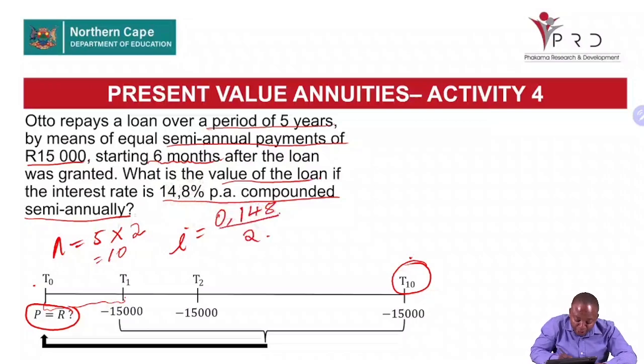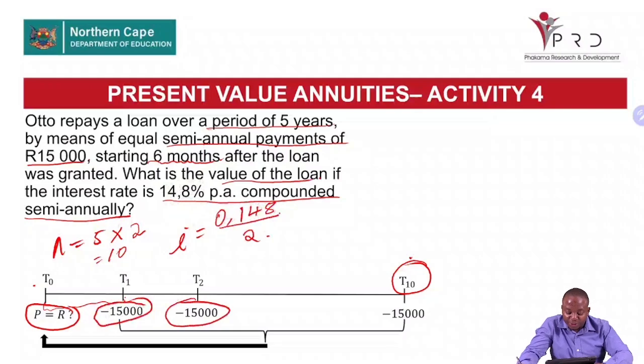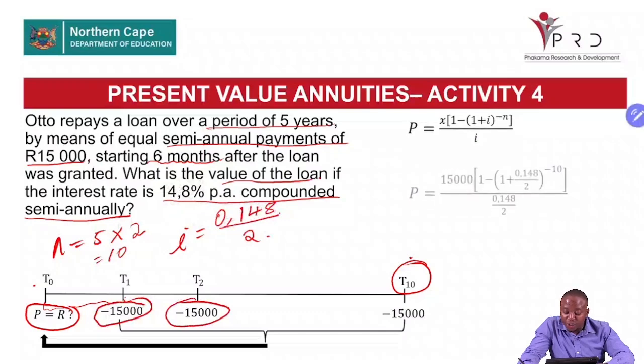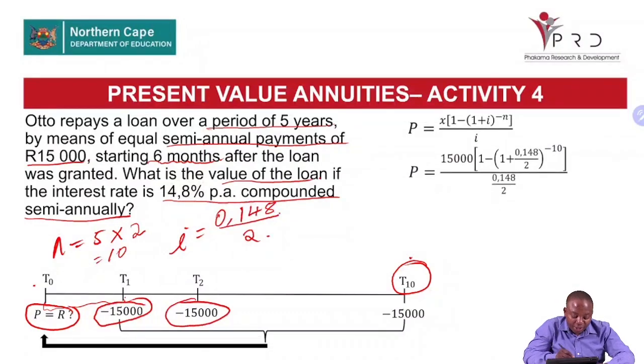Now, the repayment that he's making is 15,000. So that's why we have the 15,000 with a negative, to show that we are repaying the amount that was given to us already. Now, this is a loan. So the loan was granted and given to you immediately. So we quote the present value formula. Then we substitute into the formula to say P is unknown. We are looking for that P.